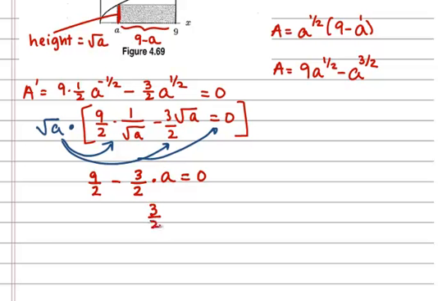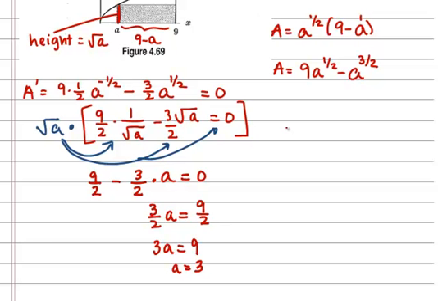And then I'm just going to isolate a by bringing it over to the other side, and then I'm going to get rid of its coefficient by multiplying both sides by 2, and then dividing both sides by 3. You can also get this same result by multiplying both sides by 2/3.